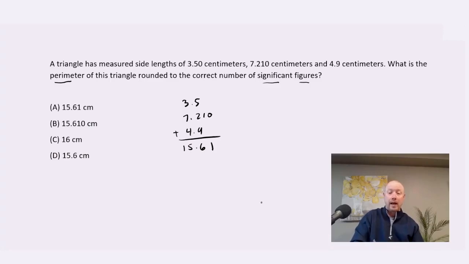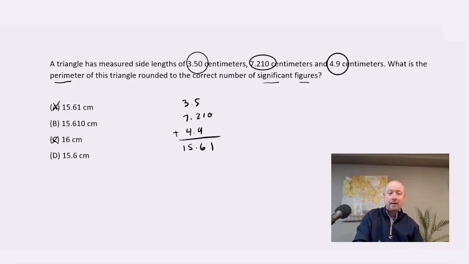Well, if we look at our choices here, 4.9 is rounded to the tenths place, 7.210 is rounded to the thousandths place, and 3.50 is rounded to the hundredths place. So when we round this to the correct number of significant figures, we cannot leave our answer as 15.61, so this is going to be eliminated. Also, we're not going to round this up to 16, that's going to be eliminated.